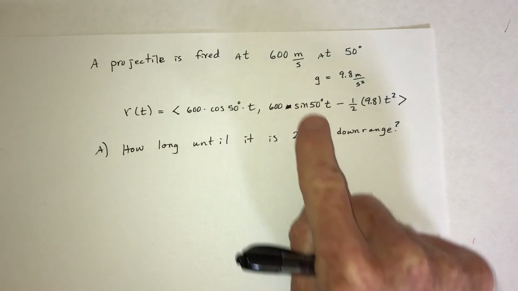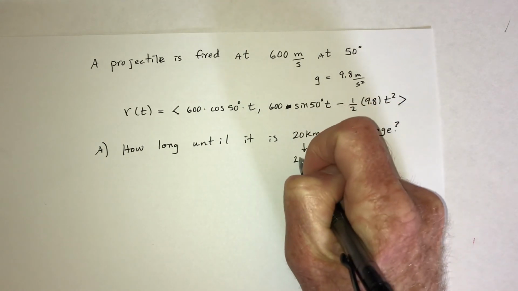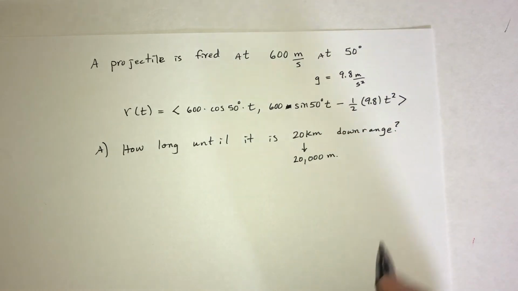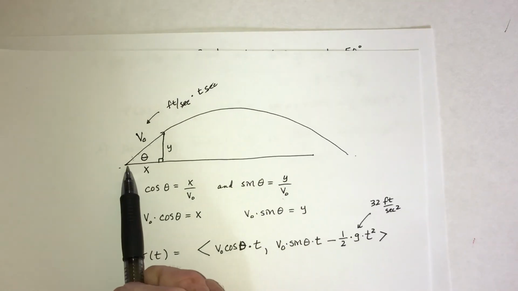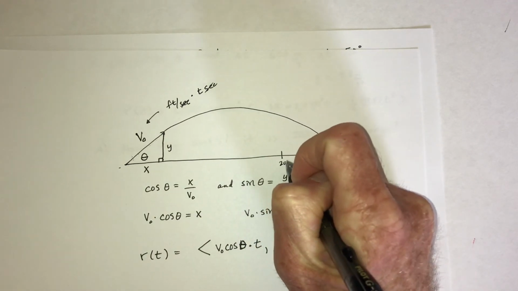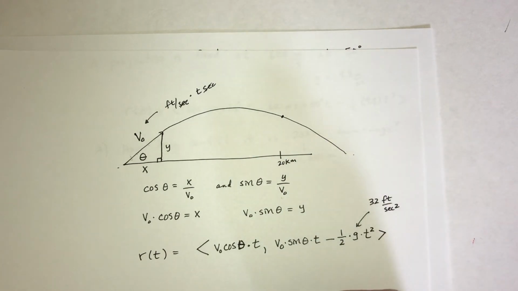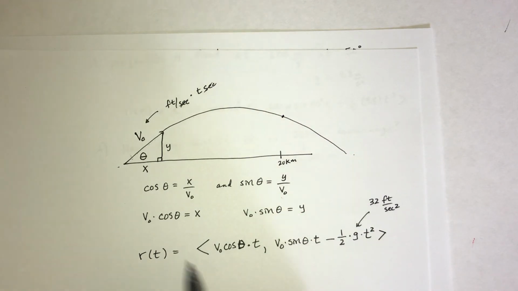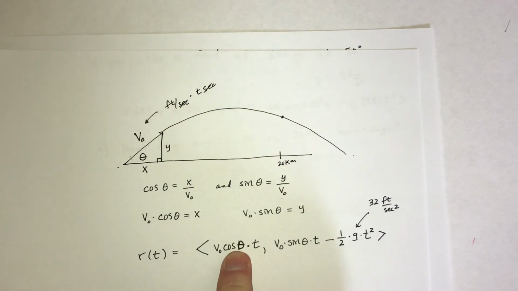Now, this is in meters and this is in kilometers. So the first thing you need to do is change this to 20,000 meters. Downrange means basically if it was fired from here, then over here is 20 kilometers. So it's still going to be in the air. It hasn't landed yet. But how long is it going to take until it gets there? Well, that's just talking about this x information right here. So we just need to use this part.